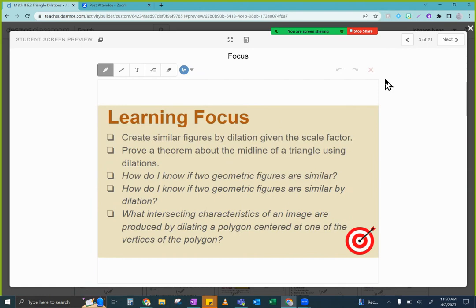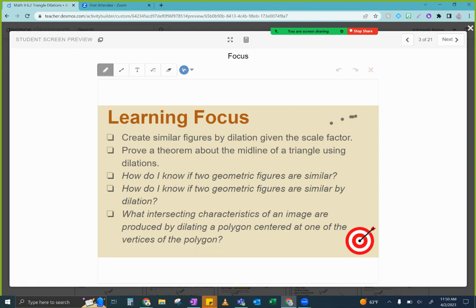So today you'll be able to create similar figures by dilation given the scale factor. Again, dilation means that you're either pinching your phone so that you're zooming out, or you're spreading your fingers apart so that you're zooming in. You'll be able to prove a theorem about the midline of a triangle using dilations. And how do you know if two geometric figures are similar by dilation? And what intersecting characteristics of an image are produced by dilating a polygon centered at one of the vertices of the polygon? So these are all the things that you're going to know.